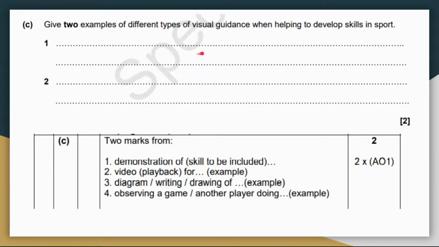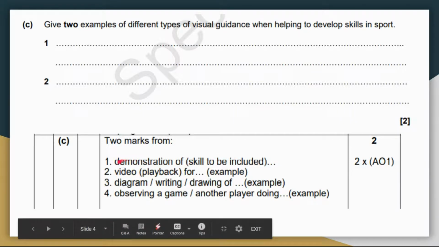Give two examples of different types of visual guidance when helping to develop skills in sport. So the key part here is we have to read the question really carefully. It's two examples of different types of visual guidance. So you can't just say a coach giving a demonstration of how to dribble a basketball and a coach giving a demonstration of how to take a shot in football, because that's the same type of visual guidance. So if you use one answer as the coach showing how to dribble a basketball, that's absolutely fine for 1 mark.